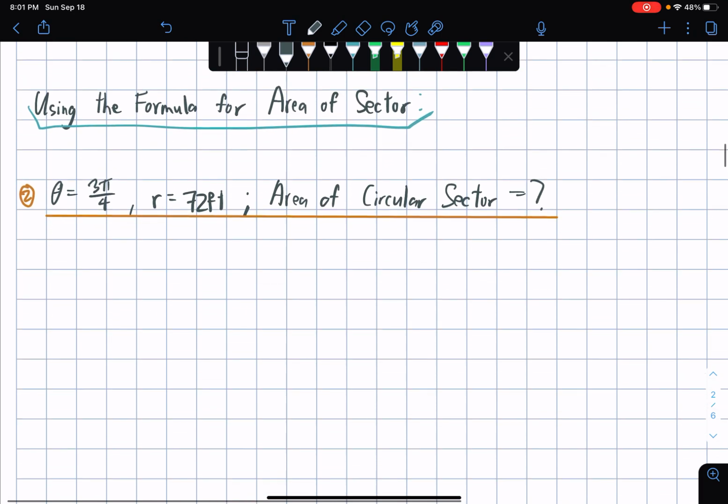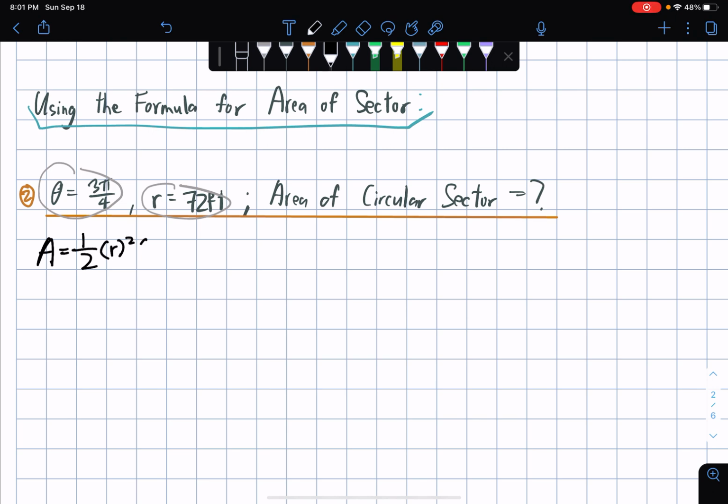Okay, using the formula for area of the sector, given we have the theta value and the radius, these are the two things that we need whenever we want to find the area of a sector. So again, let's recall that the area of a sector is 1/2 times radius raised to 2 times theta.